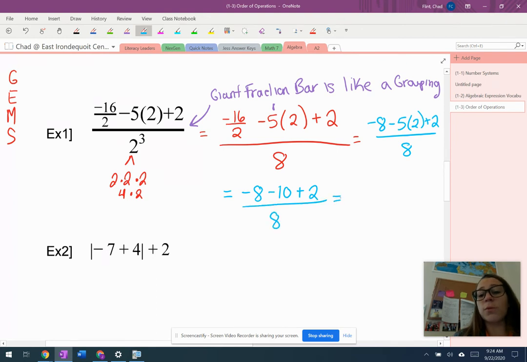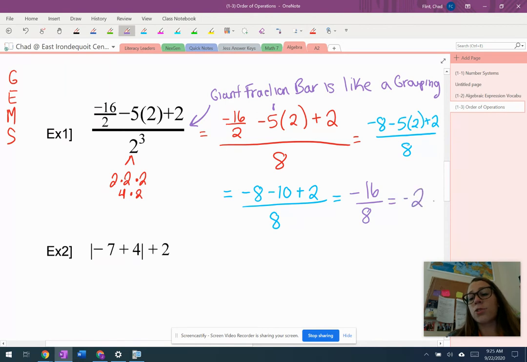So this is the point where I'm talking about that division bar counting as a grouping, because technically that divided by 8 should be happening before any addition or subtraction. But we can't divide 3 numbers by 8, so we want to get that down to be one simple number, then deal with that division. So negative 8 minus 10 is negative 18, plus 2 more is negative 16, divided by 8, which is just good old negative 2. And again, you can be using your calculator to do this. Just make sure you're doing little bits and pieces at a time. Don't overwhelm it. Don't try to do too much in your calculator at once.